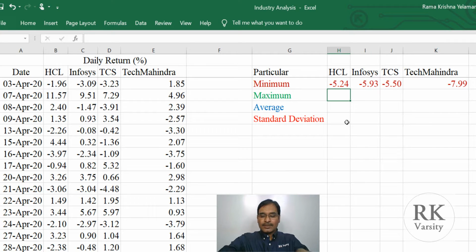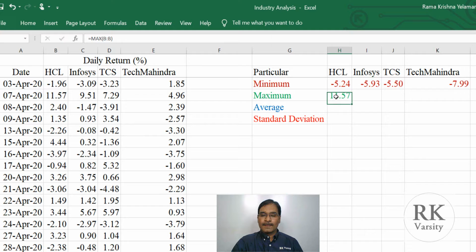Then maximum return. To get a maximum return in Excel, we have a function called MAX. So we'll type equal to MAX, then open a bracket, then your data is in column B, so B to B, close the bracket, press enter key. Now drag this onto the right side. Now you have a maximum return mentioned here, right?